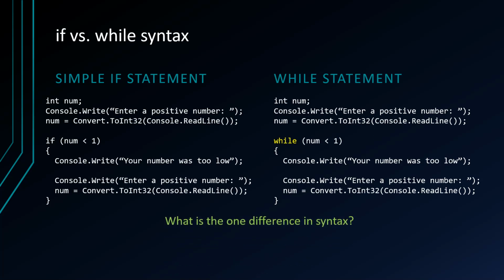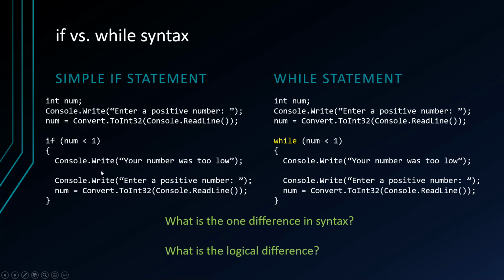So what is the one difference in syntax here? Well, it's that one word. The entire programs are 100% identical except for that one word. If was changed to while. Well, how does that one word make a difference? What is the logical difference here?